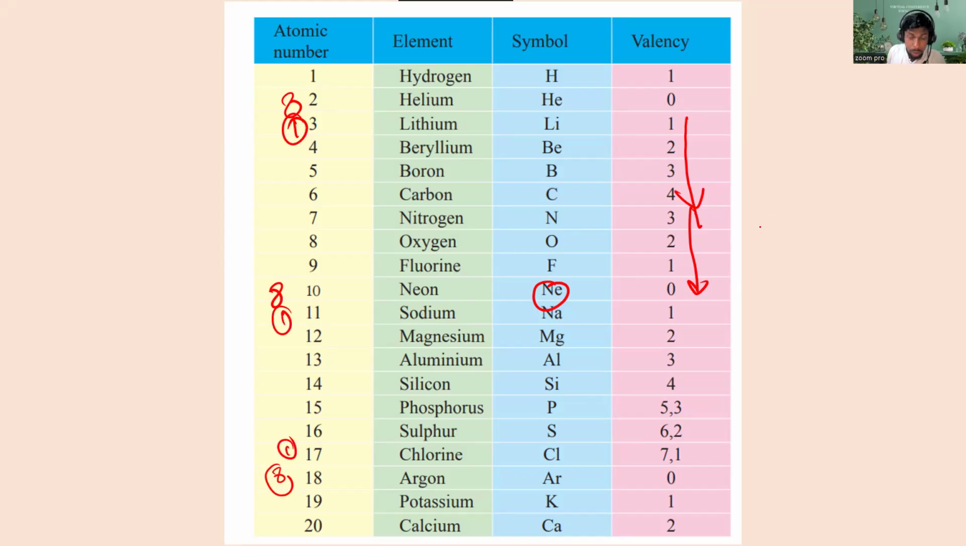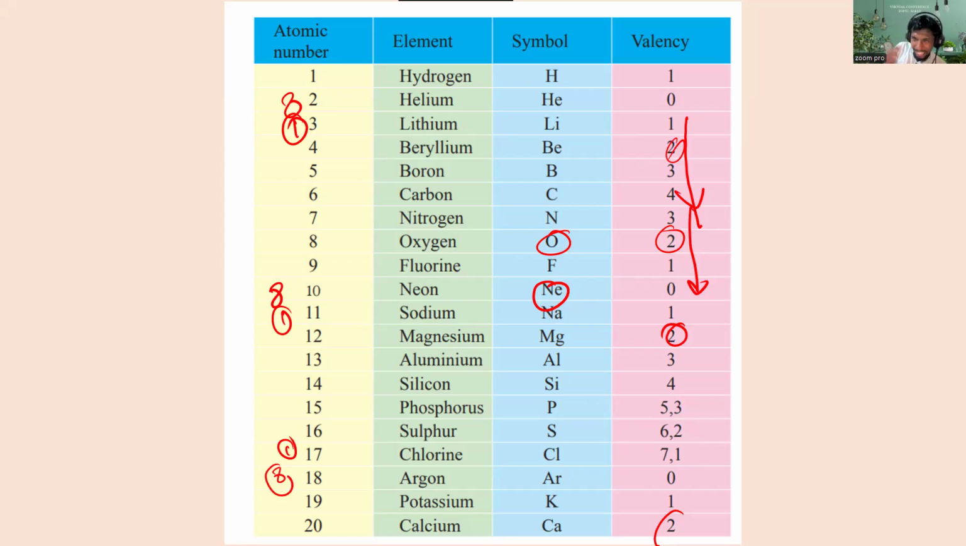And the second group will have 2. Oxygen does not belong to the second group here. Magnesium belongs to the second group, so it also has 2. Calcium also belongs to the second group, so it also has a valency of 2. And phosphorus belongs to group number 5, so the valency is 5.